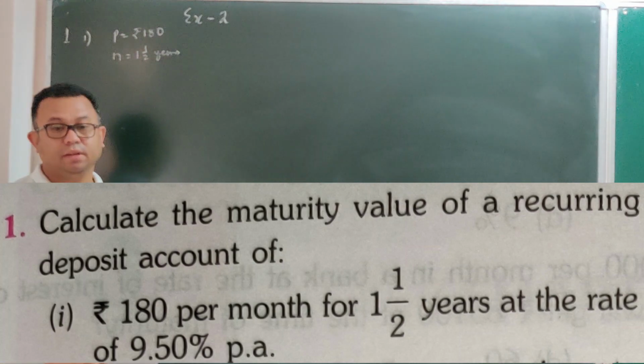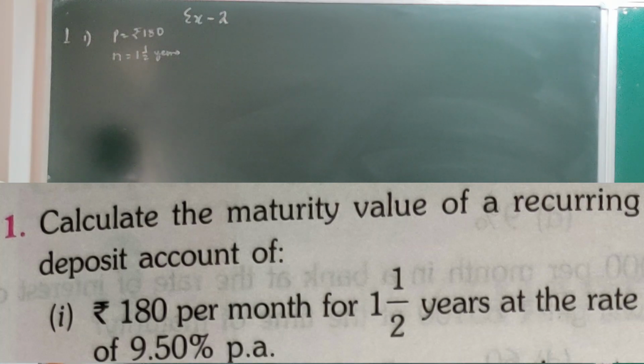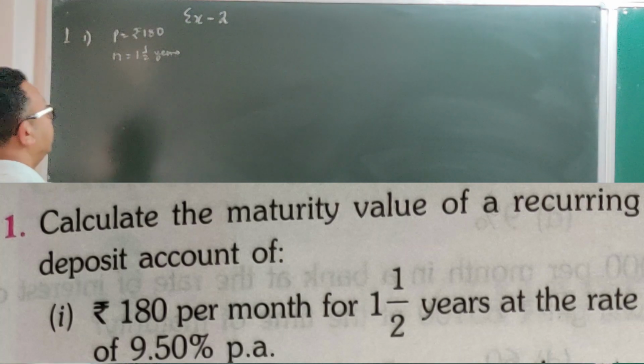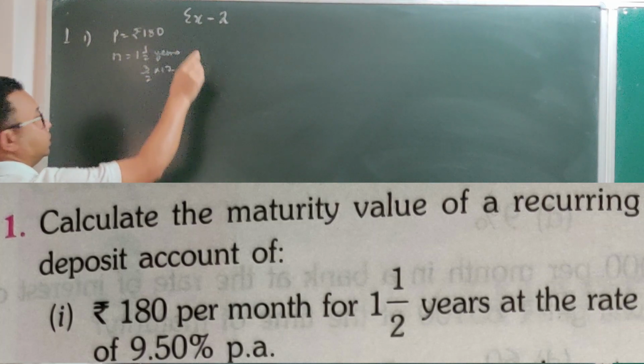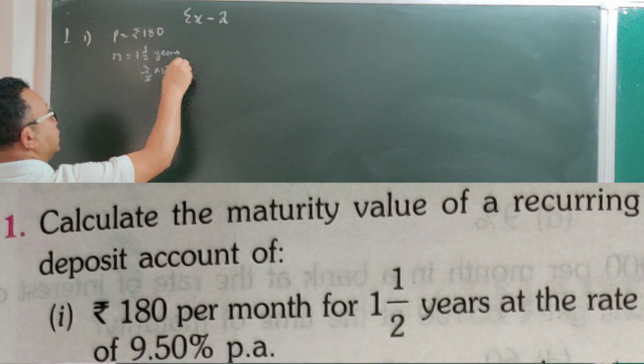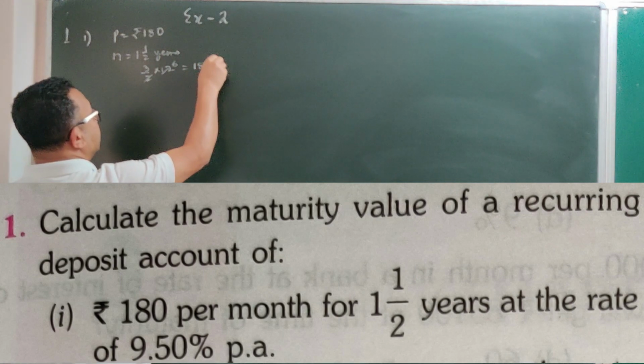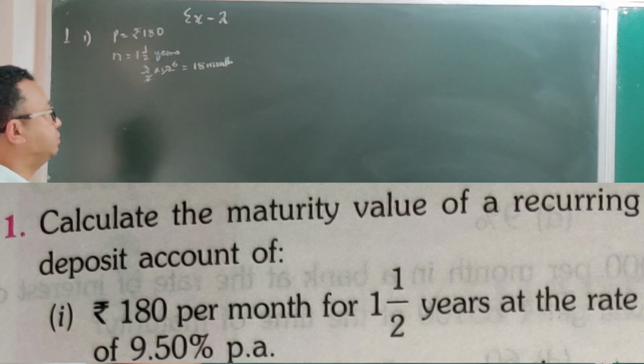In case it is given in years, you have to convert this into months. So 1.5 years is 3 by 2 years. I am converting into months, so I will multiply it by 12, which gives 6. So there you are, 18 months. So your value of N is 18 months.